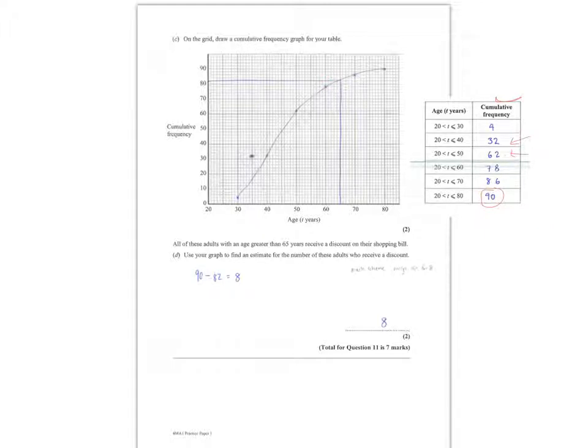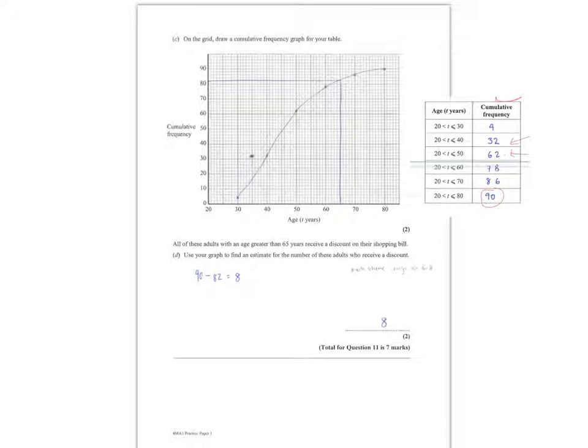Then when using the graph to calculate an estimate for the number of adults who receive a discount, well, we're saying greater than 65 years receive a discount. So draw a line up to your graph from 65 and across to the cumulative frequency axis. On my graph this comes to a value of 82 and we want the number greater than 65 years of age. So those over 65 receive the discount.